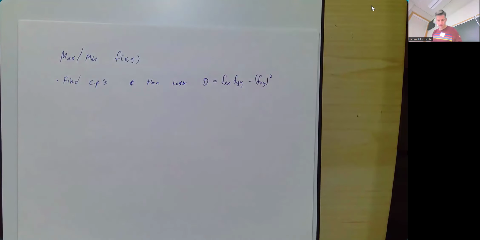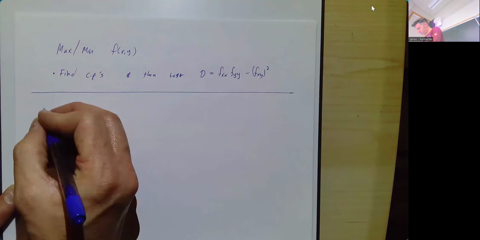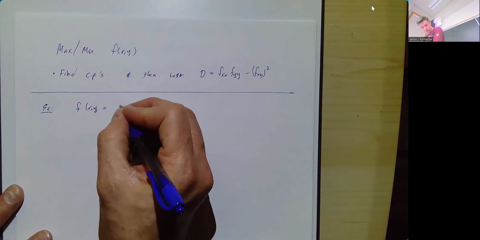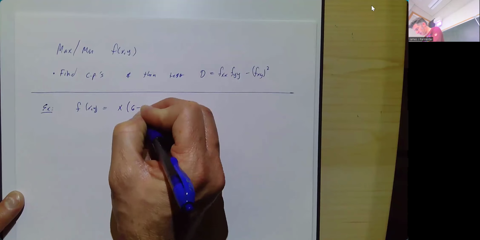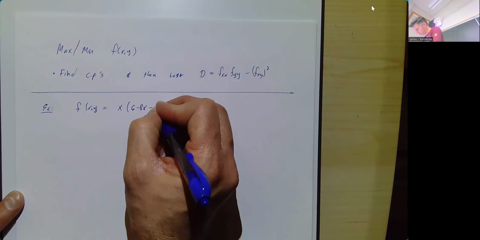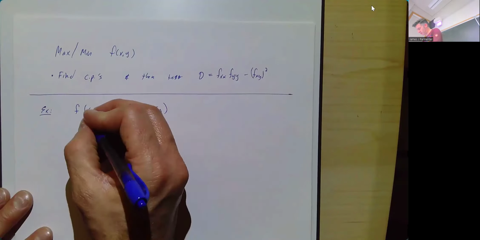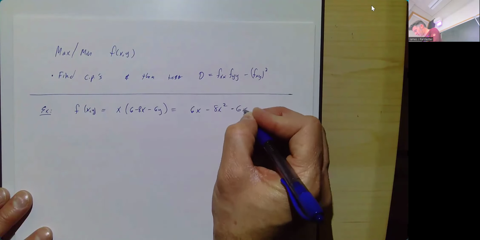Yeah, grab this example here. So let's look at one example quickly, because I do want to say one other thing. So let's say we have the function f of x, y equal to, I don't love that one. Sure, let's do this one. x times (6 minus 8x minus 6y). Seems kind of funky. I would probably multiply it out if it was given to me this way. I would probably write it as 6x minus 8x squared minus 6xy.